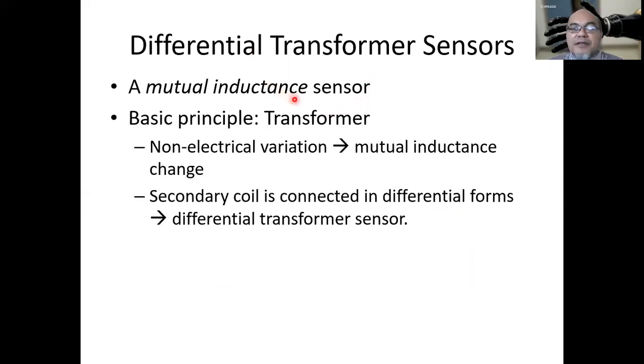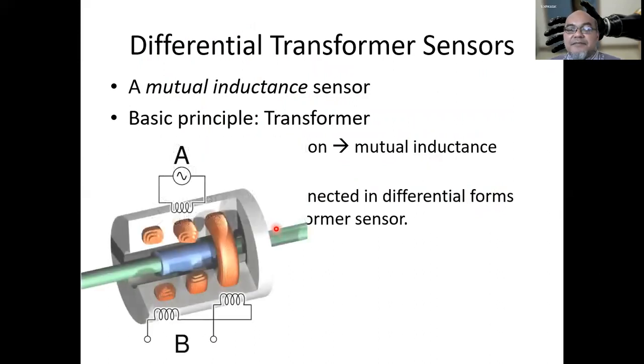The important principle in a differential transformer sensor is the occurrence of this mutual inductance. So non-electrical variation will create a mutual inductance change. This non-electrical variation can be distance change, what else? Other motion change, etc. The secondary coil is connected in differential form, which is then called a differential transformer sensor.